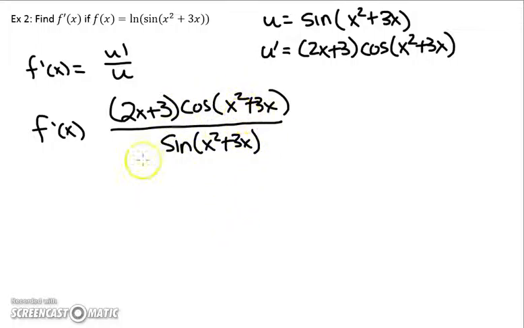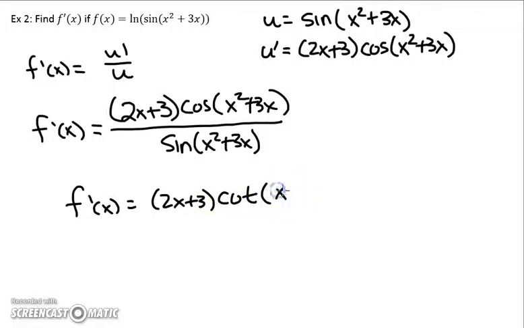And if you don't like looking at this as a fraction, we can take advantage of the fact that the angles of which we are taking our cosine and sine are the same. Cosine divided by sine is cotangent, so if you wanted to rewrite this answer as the quantity 2x plus 3 times cotangent of x squared plus 3x, you can do that as well. That's something AP is probably going to do, is simplify it that way, so make sure you remember your basic trig identities.